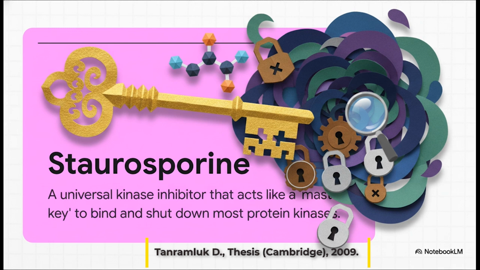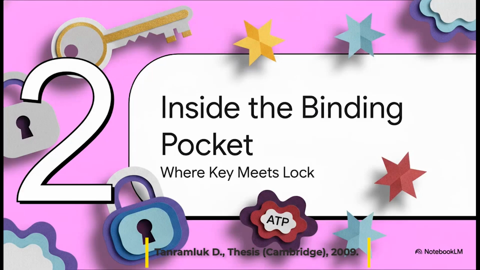And the best way to think about it is like a master key. It can literally fit into the lock of and shut down almost every single protein kinase. Now, this makes it a horrible drug, right? You definitely don't want to flip every switch in your body to off, but it makes it the perfect tool for our investigation. It gives us a central mystery to solve. How in the world can one key fit so many different locks? The answer, our very first clue, is found right where the key meets the lock.